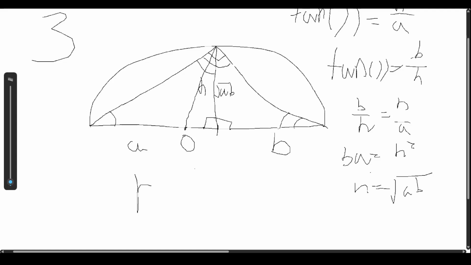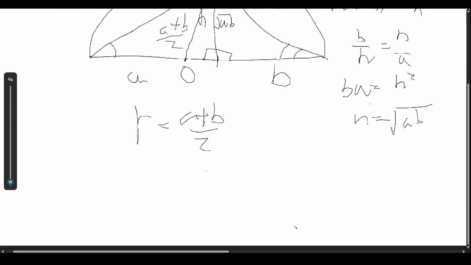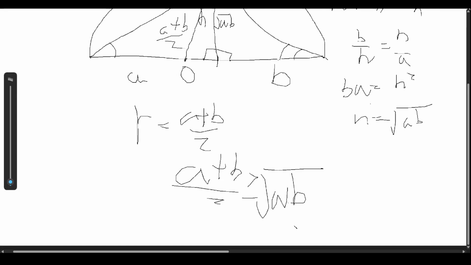But what is the radius? The radius is half the diameter. Now notice that the diameter is a plus b, so the radius is going to be a plus b over 2. But what do we know about the radius? This thing is actually the hypotenuse of this right triangle. And what do we know about the hypotenuse and the legs? Well, we know that the hypotenuse is always bigger than, or at least as big as, the legs.